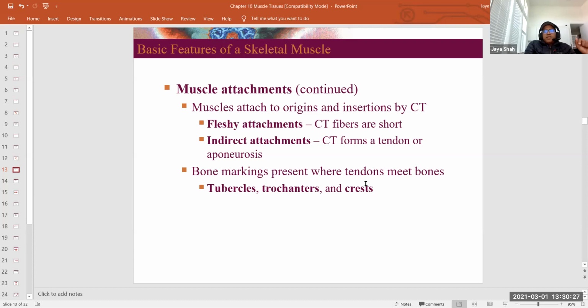So bone markings are present where tendons meet the bones. When these tendons attach to the bones, from very early in intrauterine life the baby contracts their muscles all the time. When the baby is playing in the womb, they are pulling on the cartilage, muscle, and bone, and slowly create the bone markings like tubercle, trochanter, and crest.